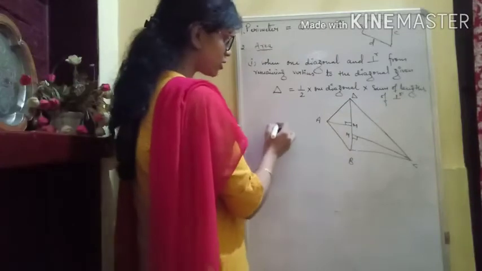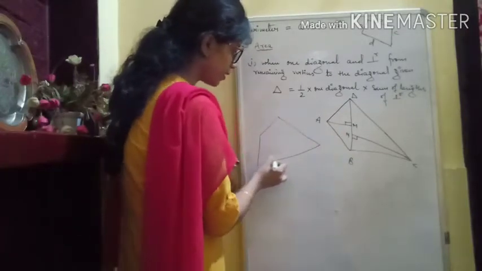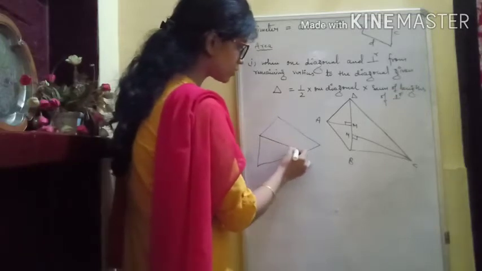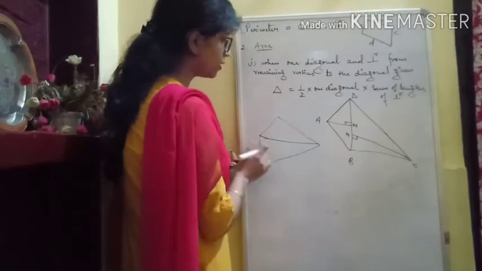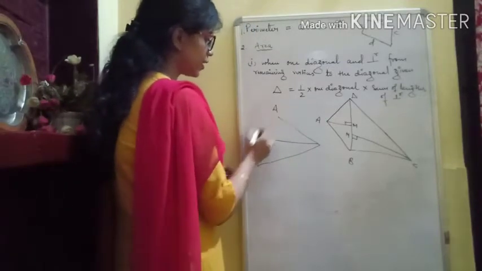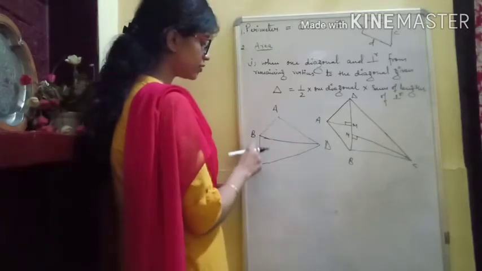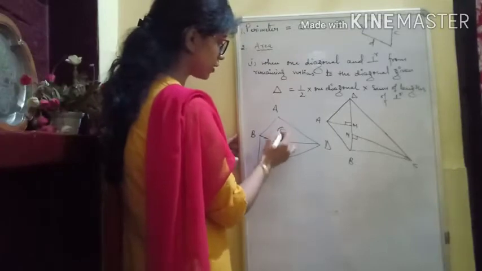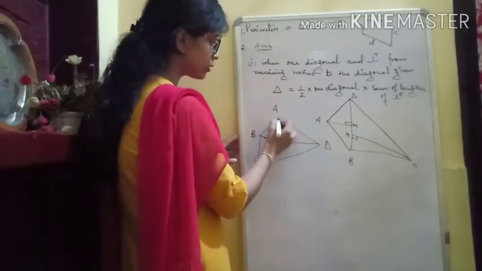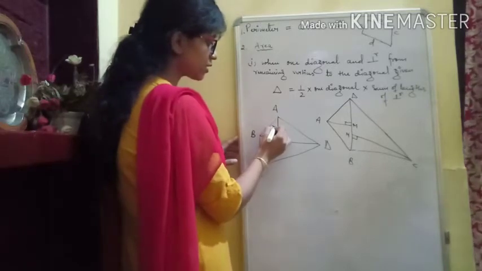If you see this quadrilateral, you can divide it into two triangles actually. If you see this quadrilateral A, B, C, D, one triangle is A, B, D and the other triangle is B, C, D. So if you take it as two triangles, in our condition the perpendiculars on the triangles are also given. Let's say this is X and this is Y.